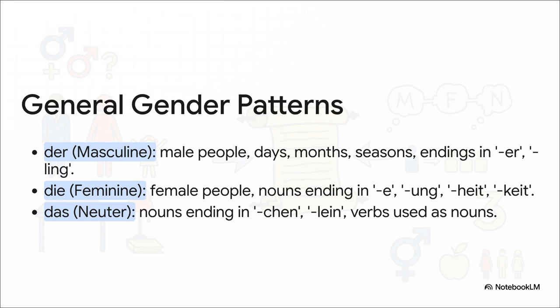While you do have to memorize most of them, there are some patterns that can give you a hint. For example, der often goes with male people, days of the week, months, and seasons. Die is really common for female people and for words that end in things like e or ung. And das, well, we just saw it's for those chen words, and also for verbs that get turned into nouns, like das Essen, which means the food.